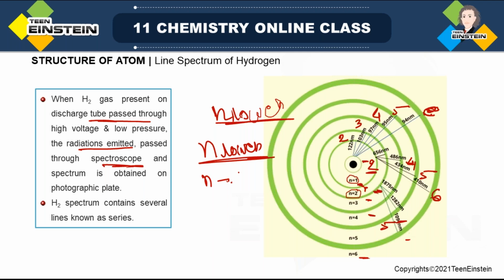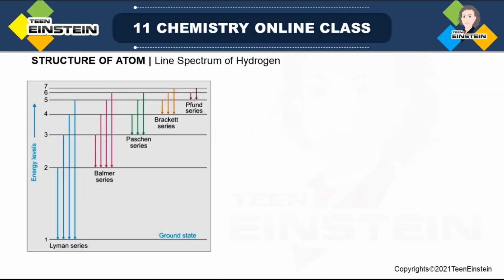When n lower is 1, that is n1, there will be one type of series, and in that series the common thing is that whatever the high energy state is, it always comes to n equal to 1. Then for n equal to 2, there will be another series with a different name, where whatever the high energy state is, it will always come to energy level 2. This picture you can also represent in this way, and it will be easier to understand.